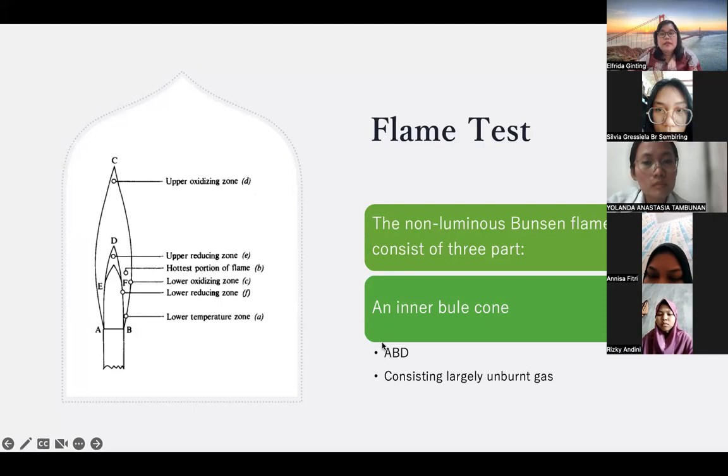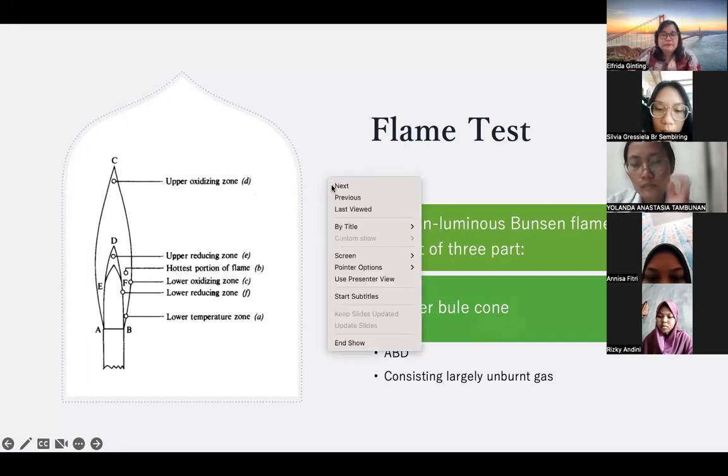You can see here, the non-luminous Bunsen flame consists of 3 parts. We have an inner blue cone. This is A, B, D. This is the inner blue cone, and usually this is the hot area.